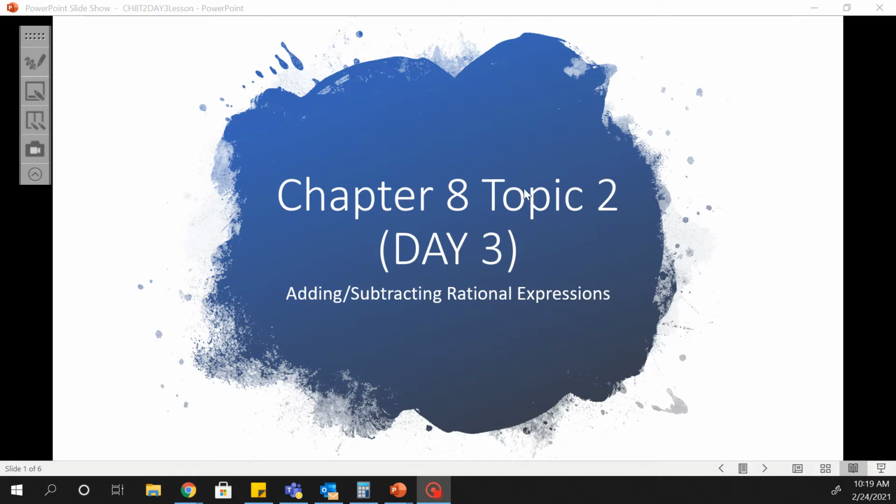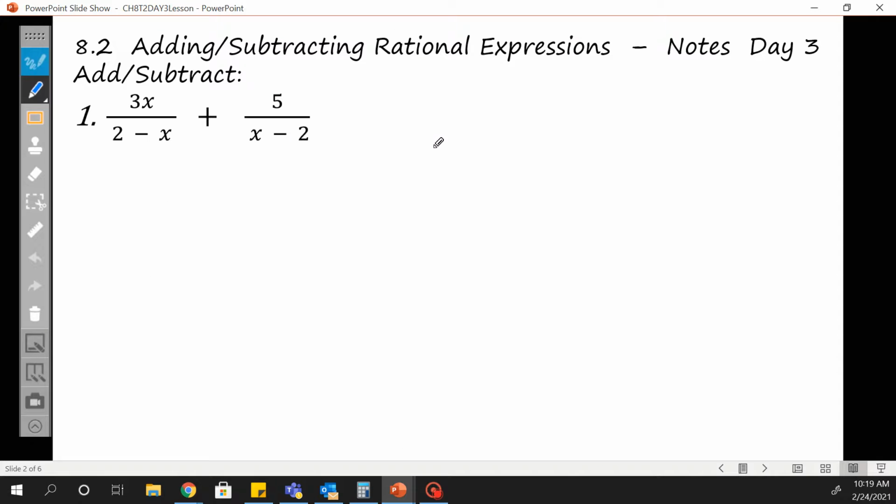Okay, today we're looking at Chapter 8, Topic 2, Day 3, Adding and Subtracting Rational Expressions. Most of these problems will have not only addition and subtraction, but also division. This first problem, however, does not. The main idea of this first problem is to make sure you write everything in standard form, because 2 minus x is not standard form, that should be negative x plus 2.